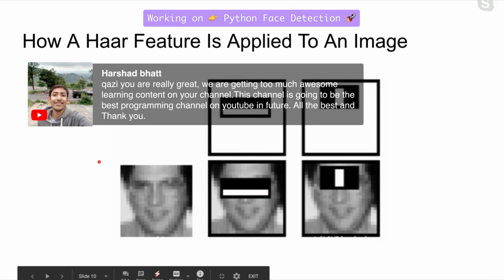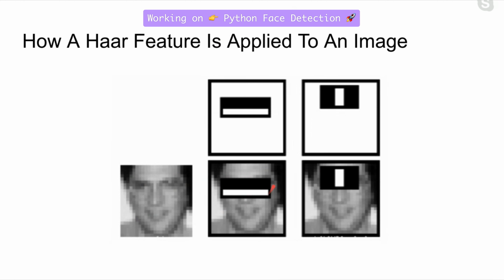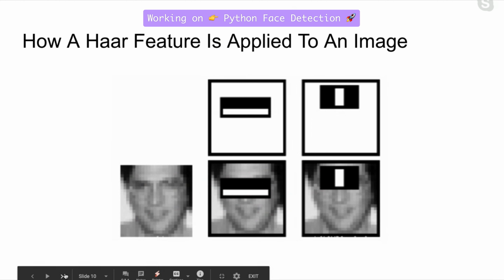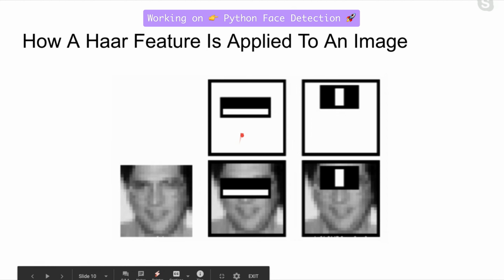So this is how a Haar feature is applied to an image. Of course, you would just take this box and drag it all the way around the image. You would even resize it, because this similar thing might match on the mouth a little bit. But let's move on. So these are Haar features. These are the 5 rudimentary Haar features, and this is how Haar features are applied to an image.